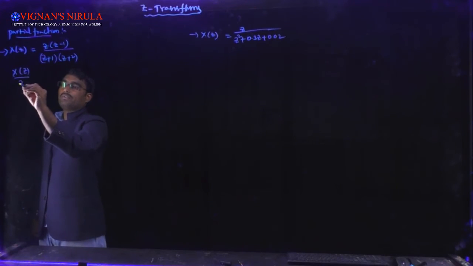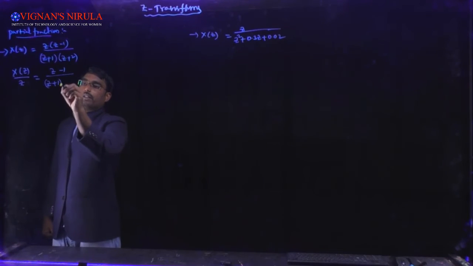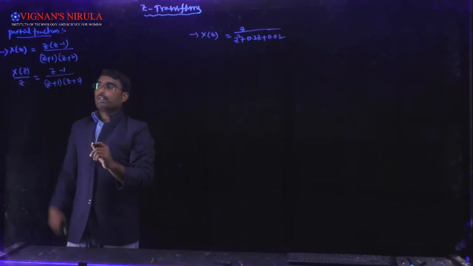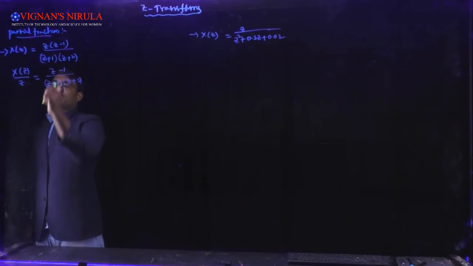It becomes X(z)/z = (z - 1)/((z + 1)(z + 2)). I repeat again, don't forget to find the partial fractions for X(z)/z. So for X(z)/z, we need to find the partial fractions. For that, I am taking this z to the left side.